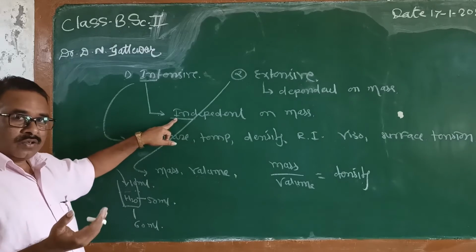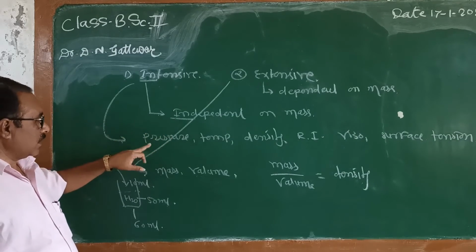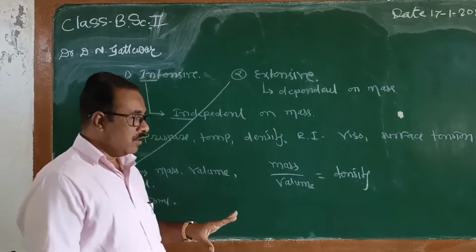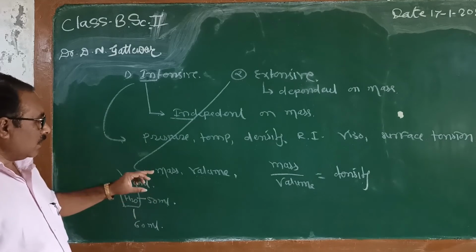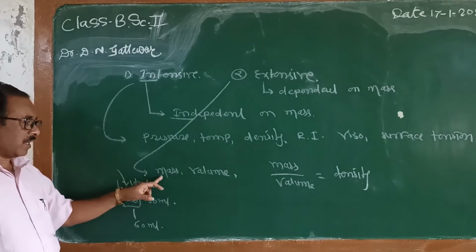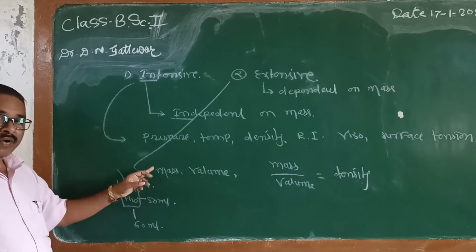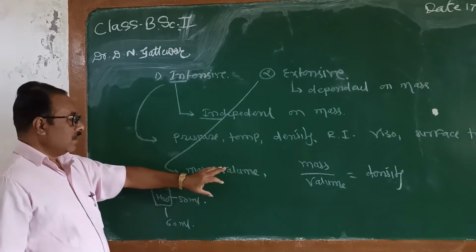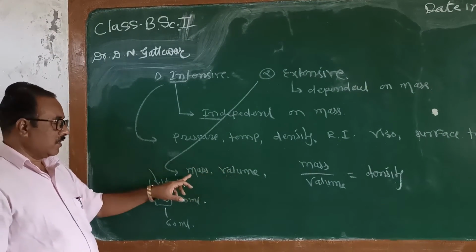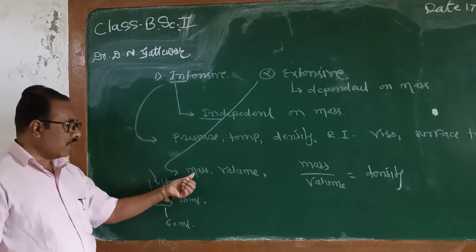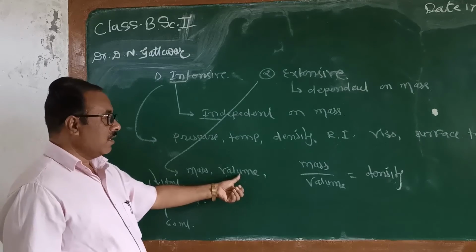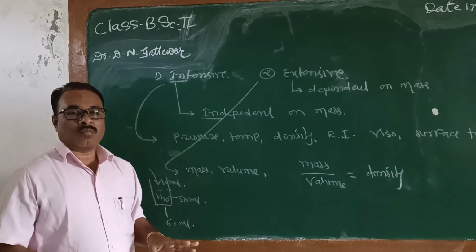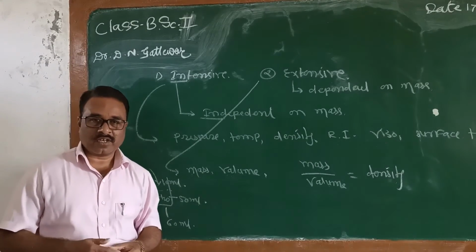If there is an increase or decrease in mass, it will not affect them. Examples are pressure, temperature, density, refractive index, viscosity, and surface tension, which are physical parameters. With a change in mass, either increase or decrease, the values of mass and volume will change. Therefore, these are dependent on the mass, so these are called extensive properties. And one logic: if one extensive property is divided by another extensive property, the resultant density belongs to the intensive property. So this is something about the properties, intensive and extensive. Thank you.